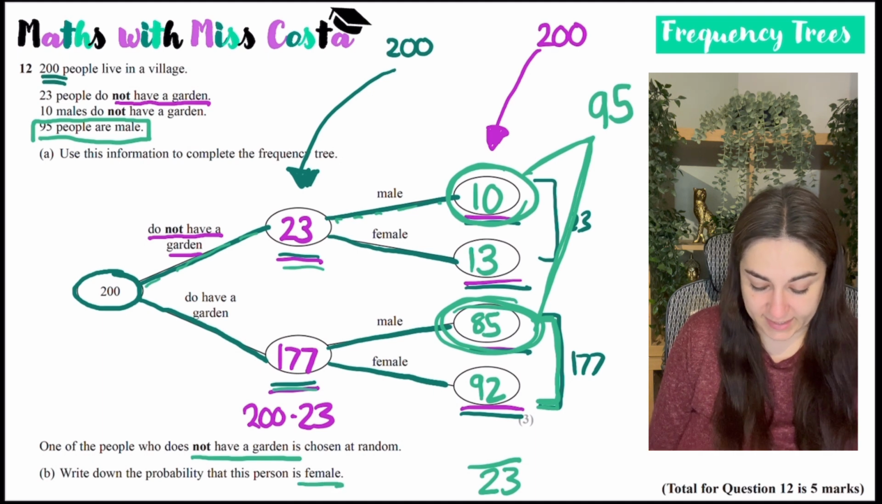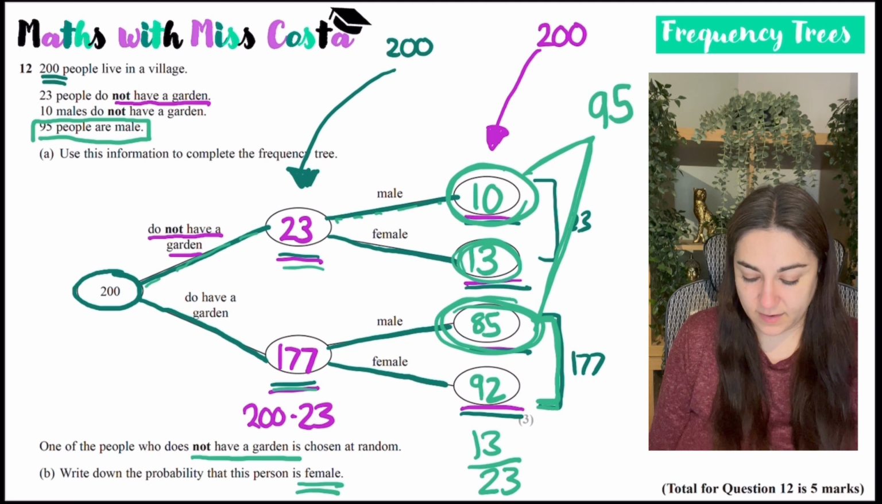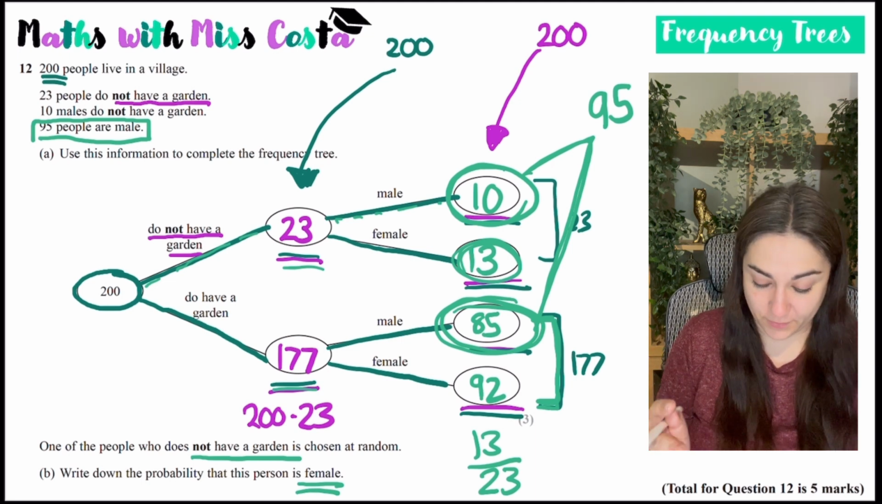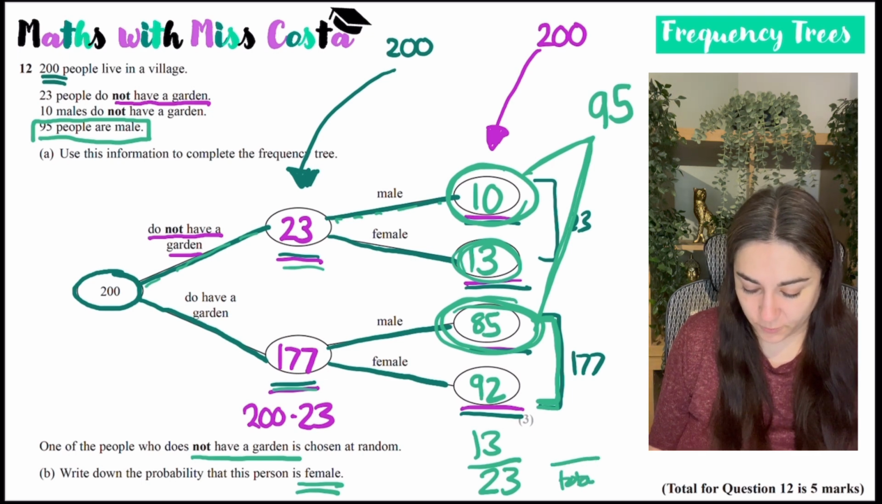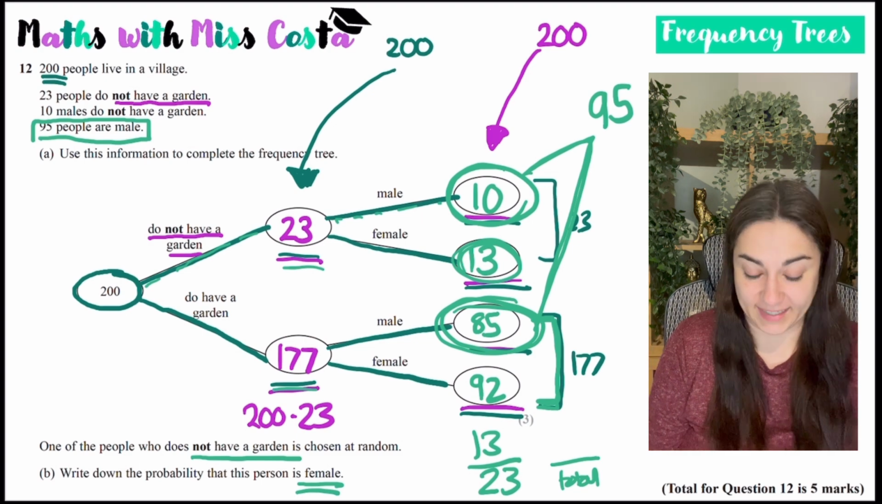Write down the probability that this person is female. So 13 over here, 13 out of the 23 people that do not have a garden are female. And whenever you're doing probability, your denominator is the total of the thing that you're talking about, and the numerator is the thing, in this case female.